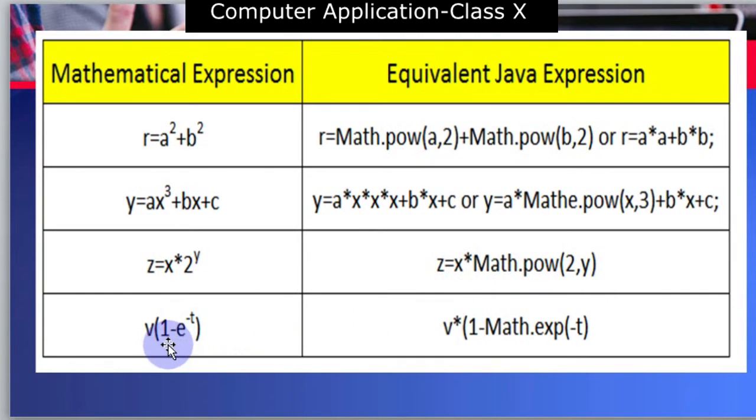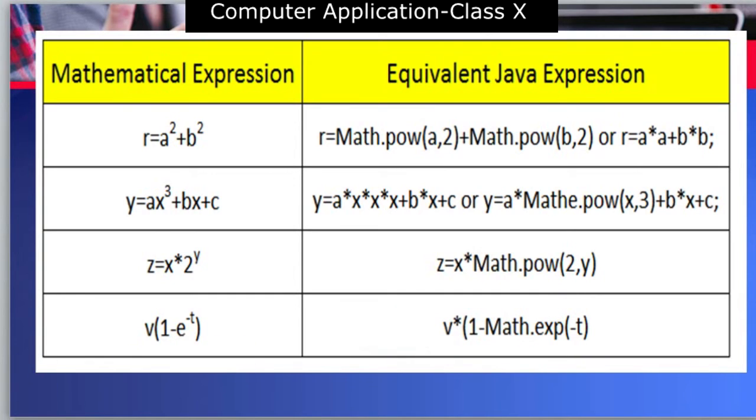The last one is v in the bracket 1 minus e to the power of minus t. So v star in the bracket 1 minus Math.e. E is nothing but exponential. So Math.e, and the power of minus t we will be writing separately in the bracket as minus t. So this is about the expression.